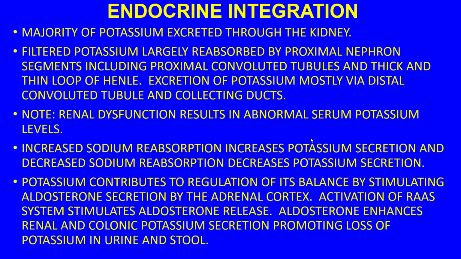Now, as I mentioned earlier, the majority of potassium is excreted through the kidney. Filtered potassium is largely reabsorbed by proximal nephron segments, including the proximal convoluted tubules and the thick and thin loops of Henle. Excretion of potassium mostly is via the distal convoluted tubule and collecting ducts. Renal dysfunction will result in abnormal potassium levels.